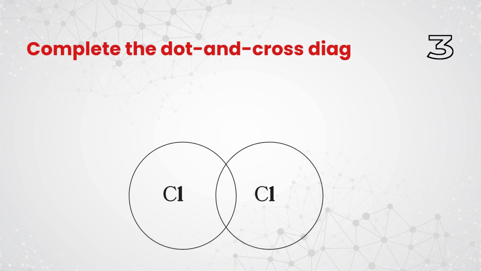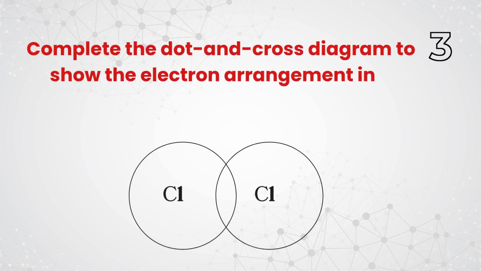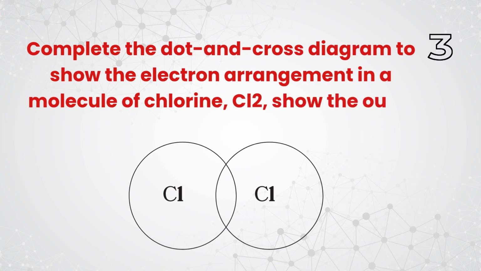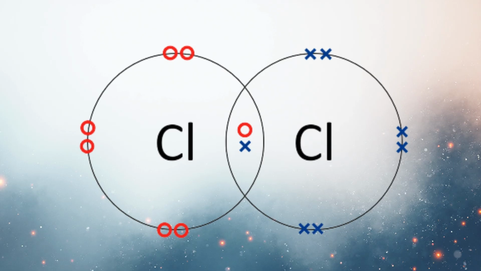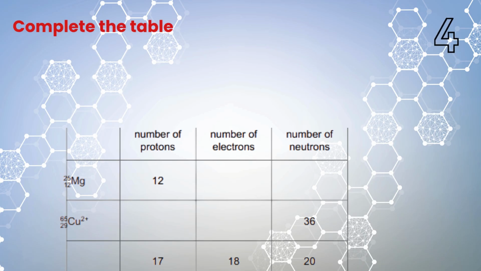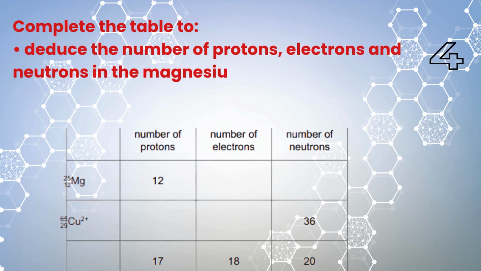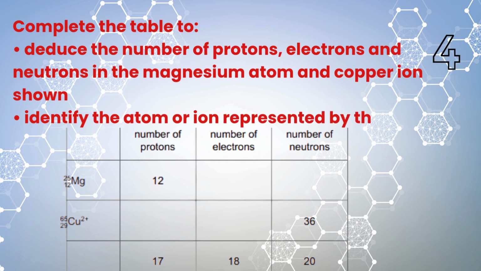Complete the dot and cross diagram to show the electron arrangement in a molecule of chlorine, Cl2. Show the outer electrons only. Deduce the number of protons, electrons and neutrons in the magnesium atom and copper ion shown.